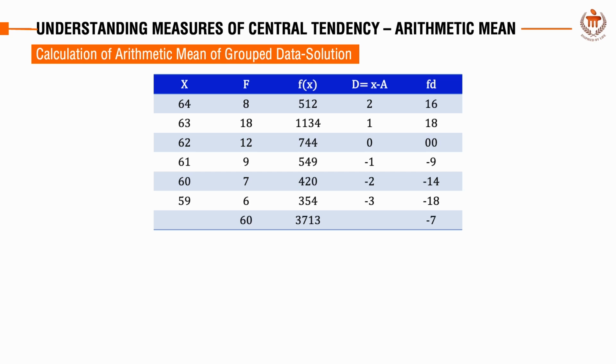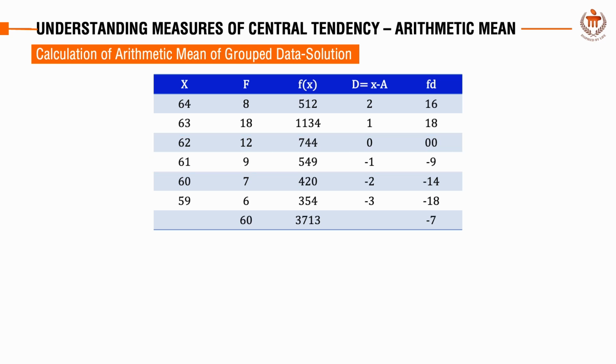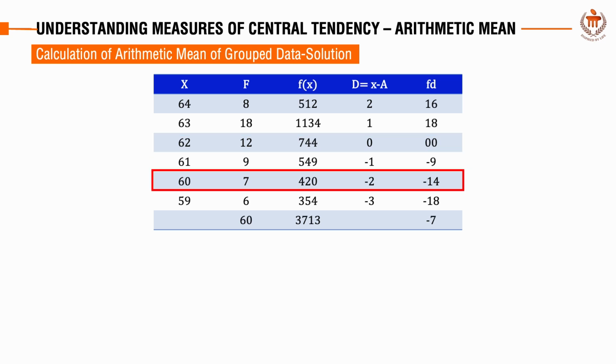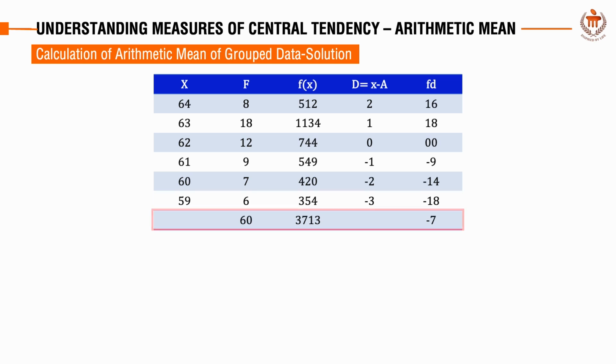So f into x: 64 into 8 is 512, 63 into 18 is 1134, 62 into 12 is 744, 61 into 9 is 549, 60 into 7 is 420, 59 into 6 is 354. I will do the total sum of that, and we got 3713. Once we have the total sum 3713, then we'll find the D.